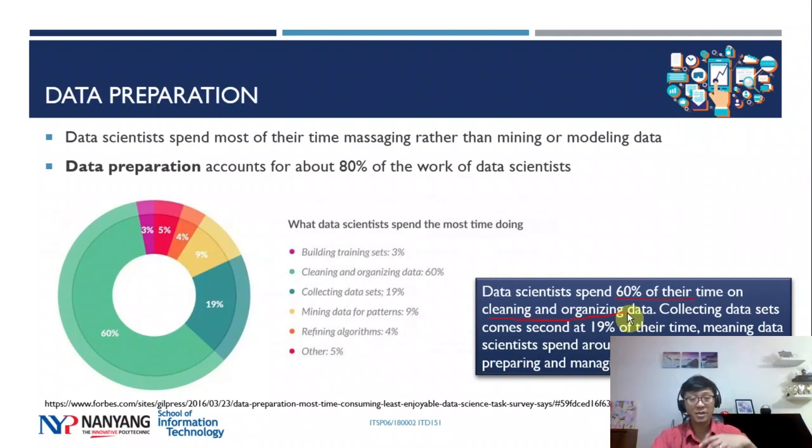Especially when you have hundreds of thousands of records, or millions of records, you really need tools to help you clean some of this data.